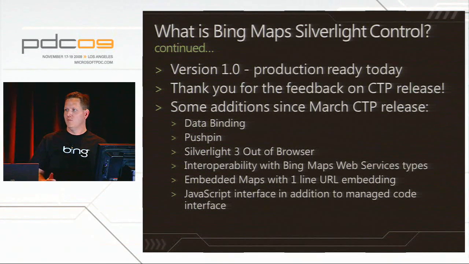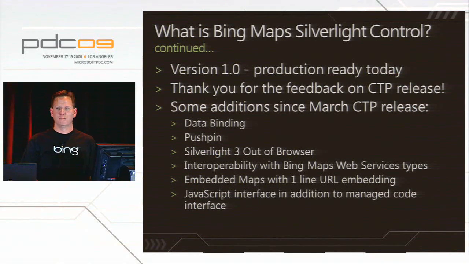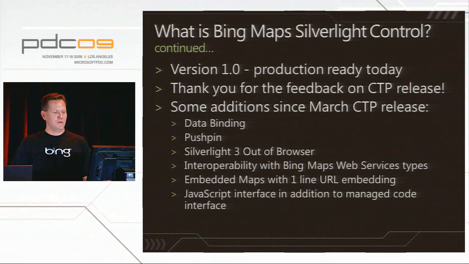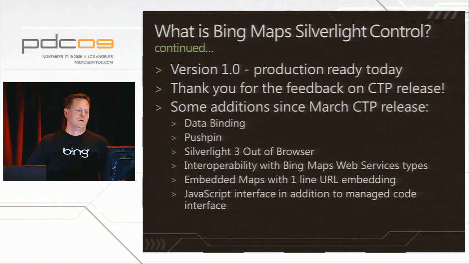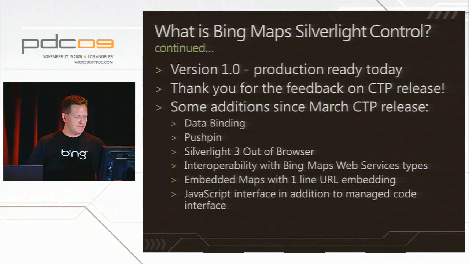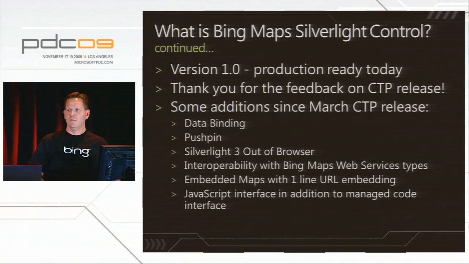Some of the new additions we put in since the CTP release: we added some data binding support. We added a simple push pin class. We support Silverlight 3 out of browser. And we also improved interoperability with our Bing Maps web services, so you can share types without having to marshal your own types to talk to the web services. We've also added embedded maps with one-line URL embedding. So if you have a website and you just want to put a map on it, with a view or a simple push pin, you can now do it with a simple URL, without writing any code, just in HTML. And we also added a JavaScript interface to the Silverlight control. It's a subset of the managed code interface.